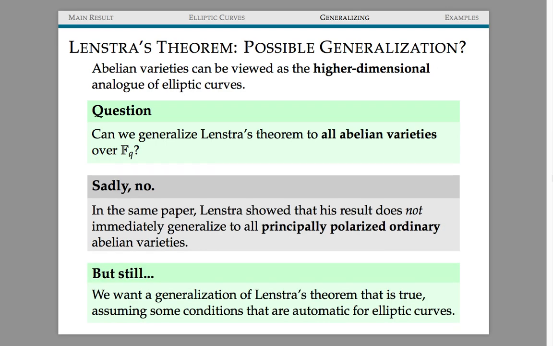out the answer is no, because Lenstra showed that his result does not immediately generalize to all principally polarized ordinary abelian varieties. There's something more complicated going on with abelian varieties, so the whole group of these principally polarized ordinary abelian varieties, it won't work. But still, I want a generalization that is true, assuming some conditions that are automatic for elliptic curves.